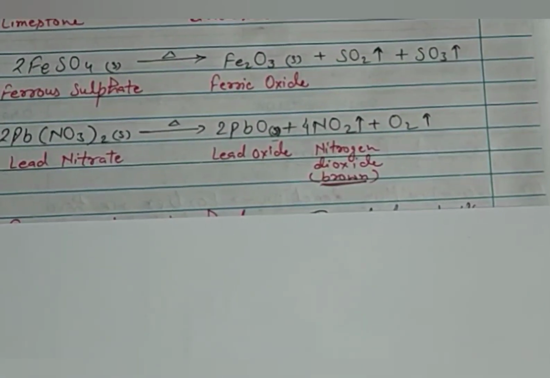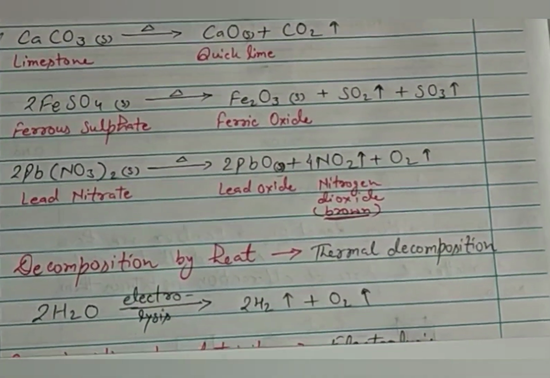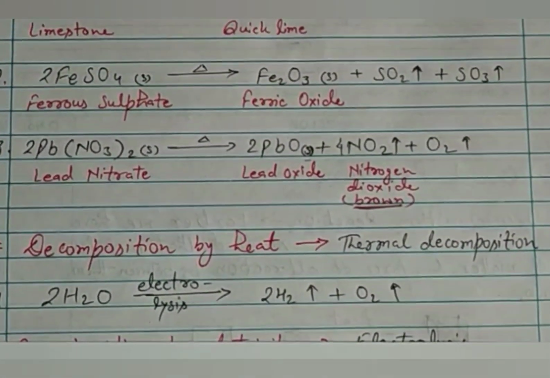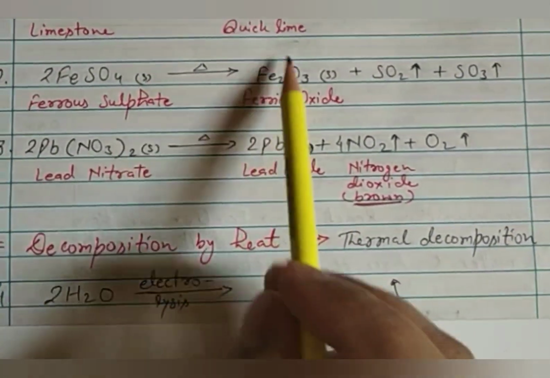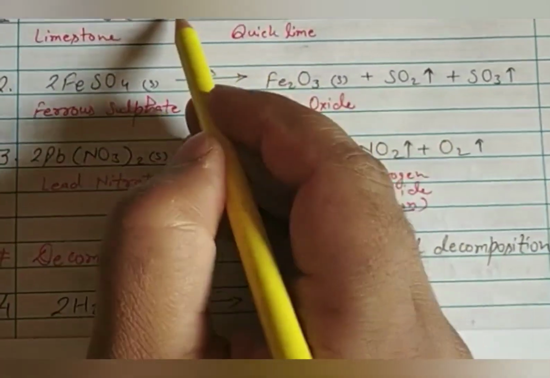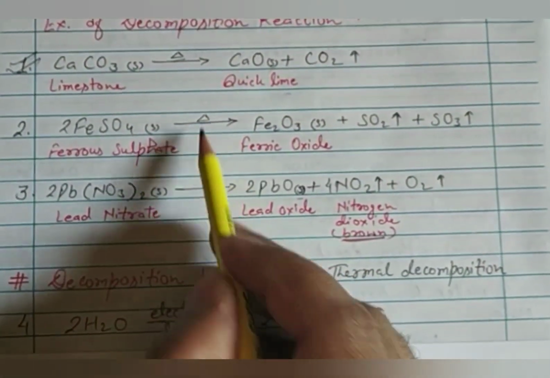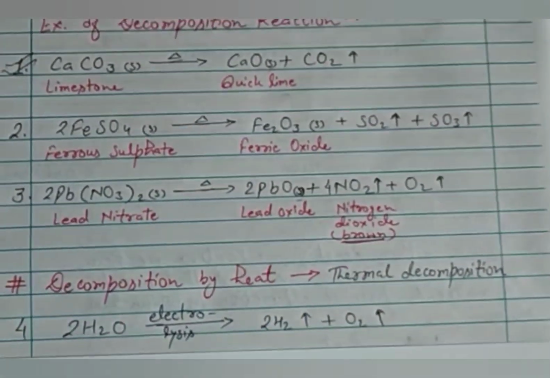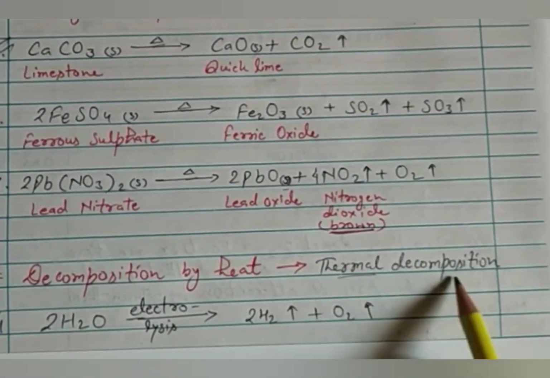Now, in these reactions, what we see here, one more example, decomposition by heat. By all these reactions, you can see that we are decomposing a substance by heating. This delta symbol represents heating. Okay, so decomposition by heating is called thermal decomposition.